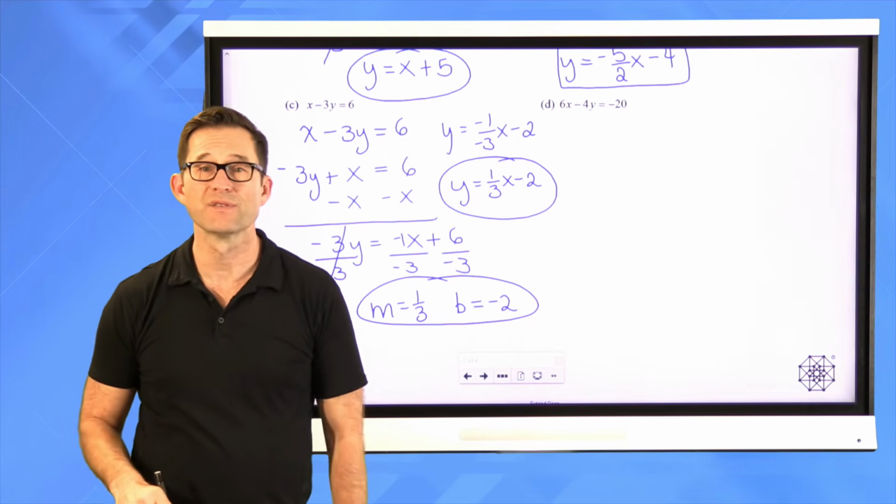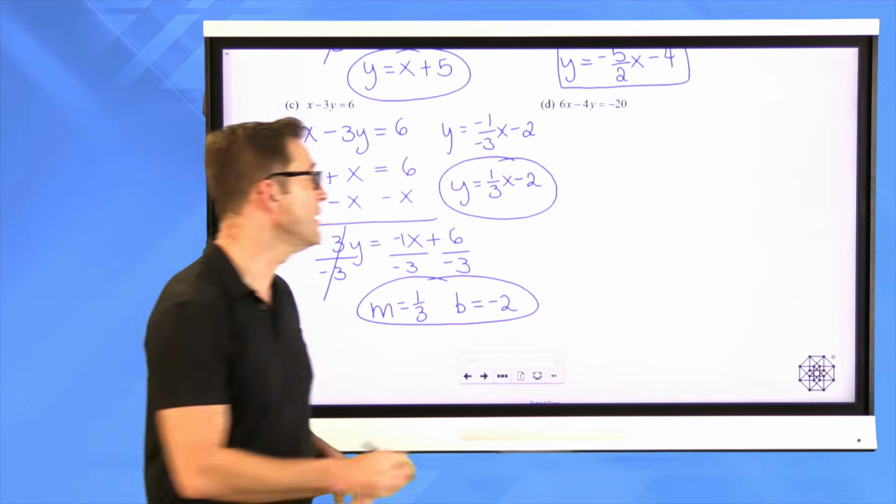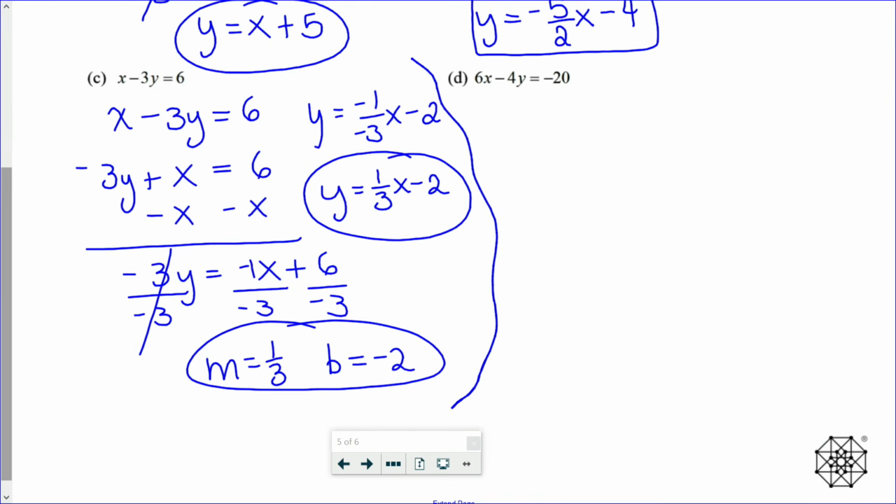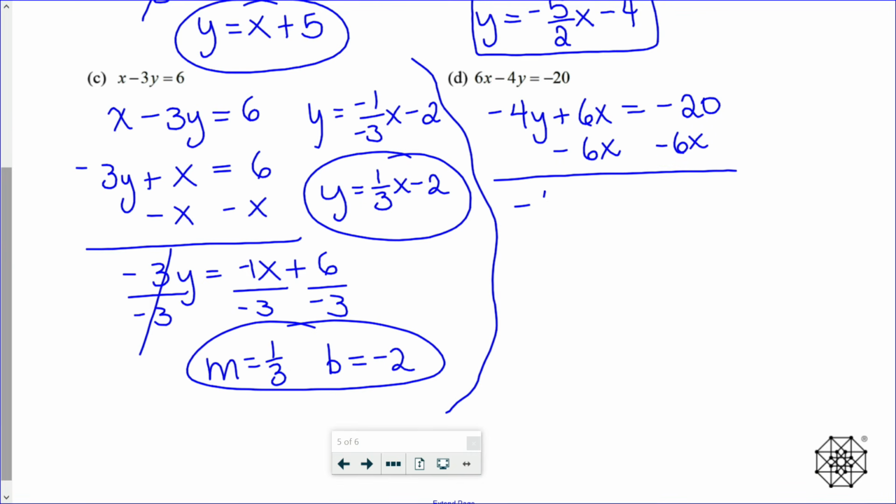Okay, simple enough. Let's take a look at letter D. Letter D has exactly the same kind of considerations in it. I might need to rewrite this as -4y plus 6x is equal to -20, in which case I'm going to subtract a 6x from both sides. I'll get -4y is equal to -6x minus 20. Divide by -4, divide by -4, divide by -4.